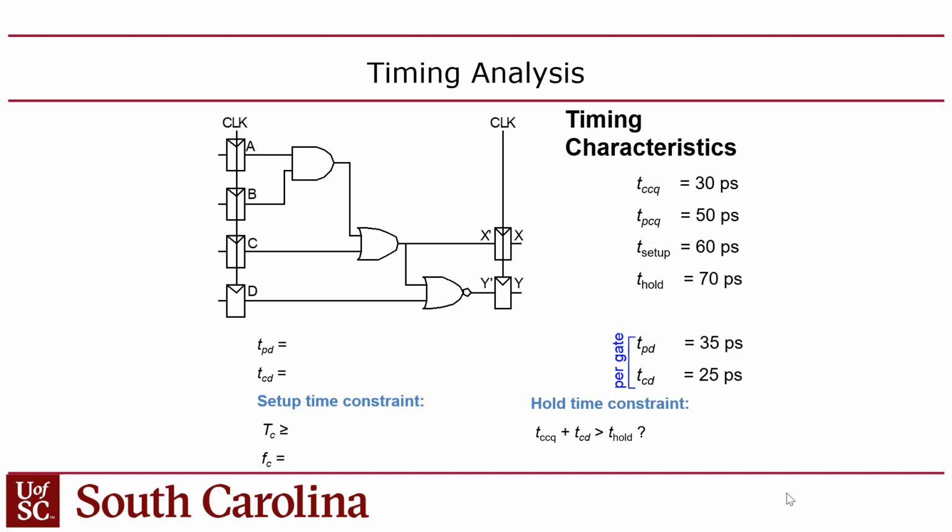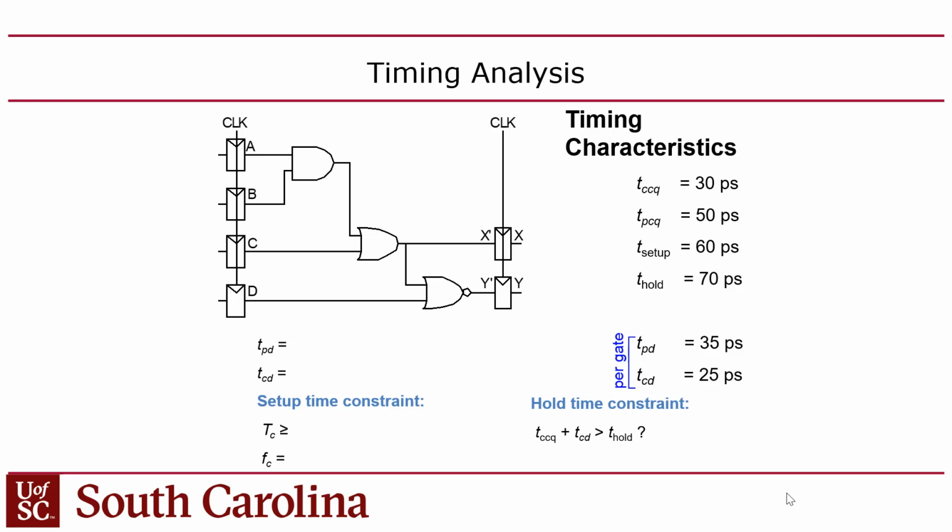So the first thing we have to ask is, what is the propagation delay of the circuit? What's the worst case path through the circuit? Well, it's going to be these guys, right? A and B to Y prime, right? That's the long path. That's the critical path. So what's that going to be? It's just going to add up all the propagation delays, right?